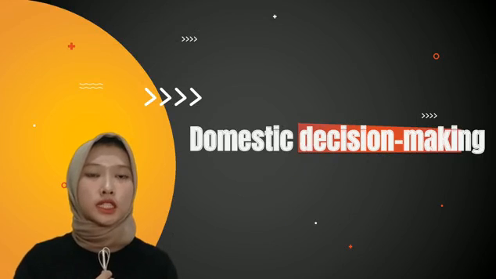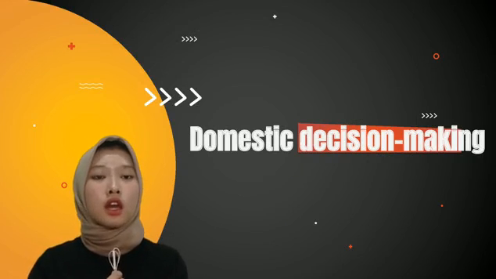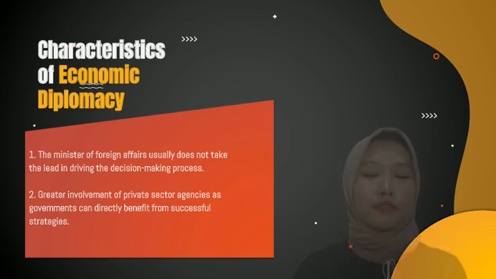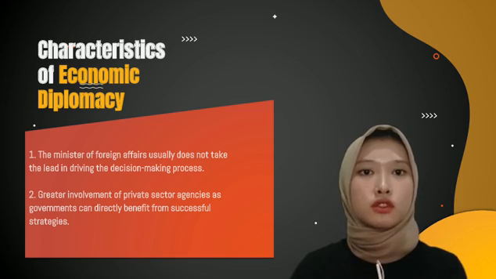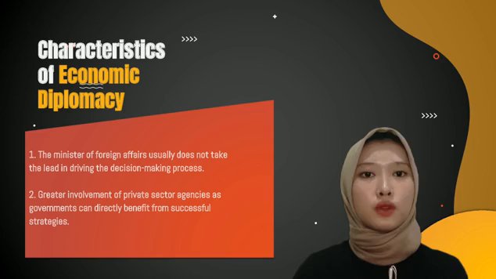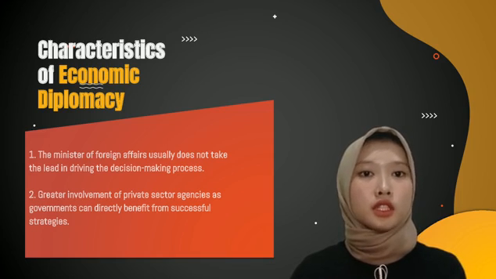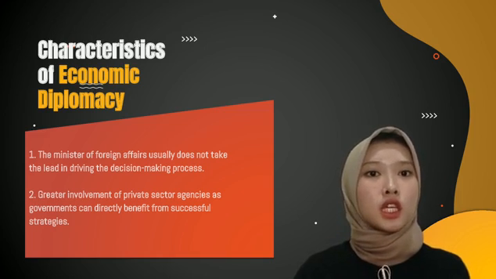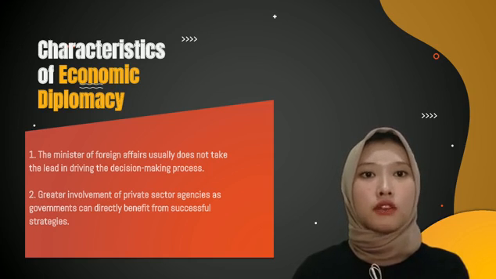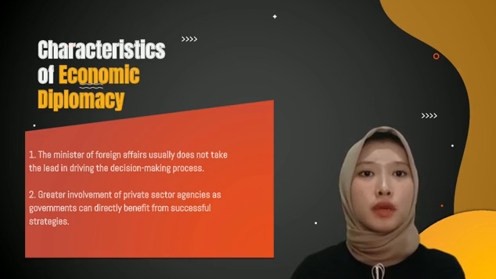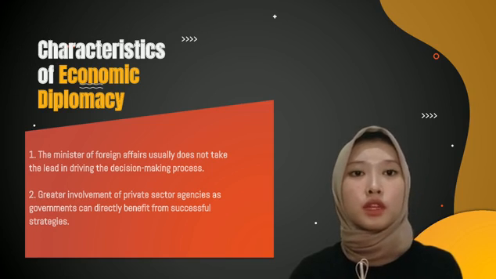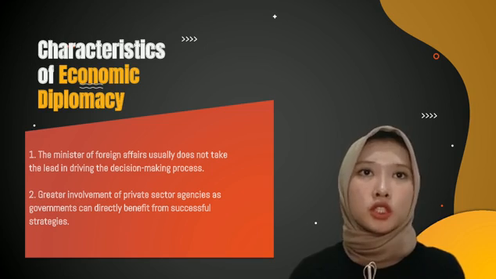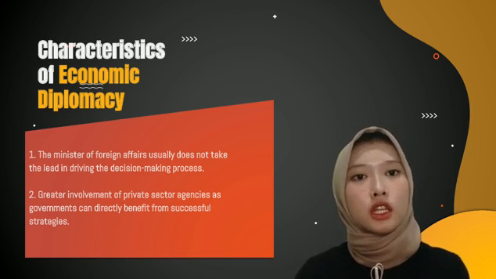Okay, next slide is domestic decision making. There are two characteristics of economic diplomacy. First, the Minister of Foreign Affairs usually doesn't take the lead in driving the decision-making process because usually in making decisions, various ministers are responsible for the related subject. Usually, the Minister of Trade, Finance, or the Environment participate in making decisions because they are the main department responsible for producing a joint position to lead delegation in international negotiation.